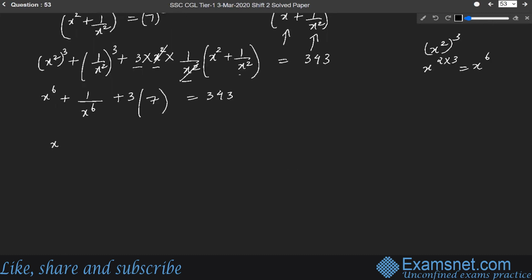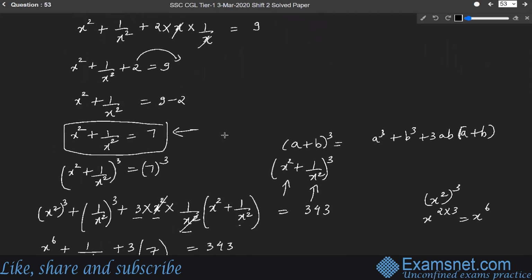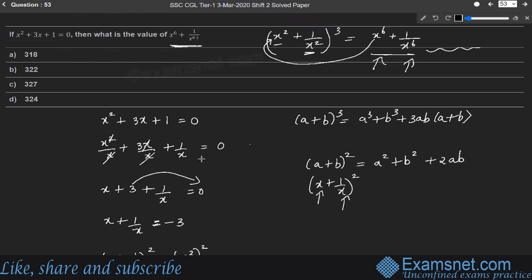So from here, x power 6 plus 1 upon x power 6 plus 7 into 3 is 21 will be equal to 343, right? Again, x power 6 plus 1 upon x power 6 will be equal to 343 minus 21. So x power 6 plus 1 upon x power 6 will be equal to 343 minus 21 is 322. So this is the value for x power 6 plus 1 upon x power 6. Hence, the correct answer is 322, and therefore the correct option is option B here.